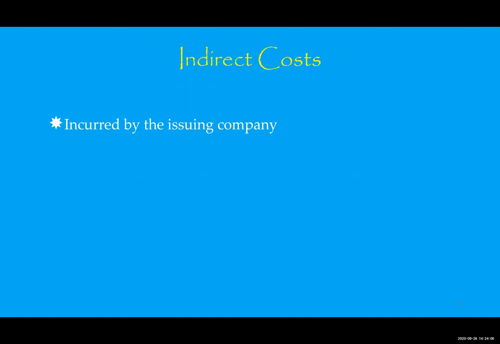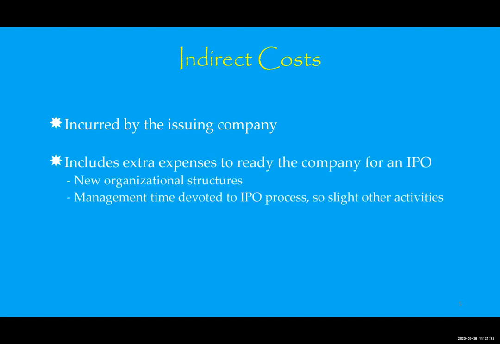Now let's look at indirect costs. These are incurred by the issuing company. They include extra expenses that the company encounters as it prepares itself for an IPO. So you have such things as new organizational structures that may be appropriate so that the company is more in keeping with what the public market investors would anticipate. It also will include the amount of time that management needs to devote to the IPO process, thereby being unable to spend that time on other areas and activities within the company. These types of costs, these indirect costs, are not disclosed in the prospectus.